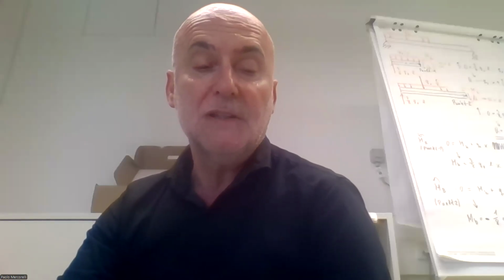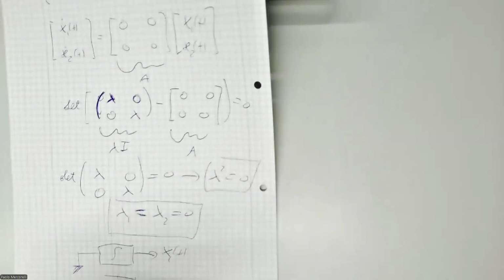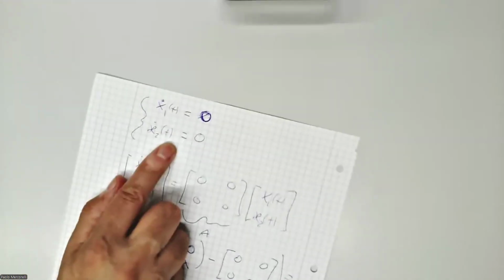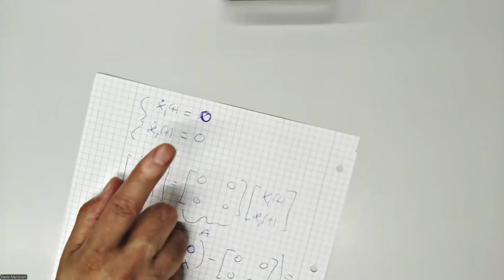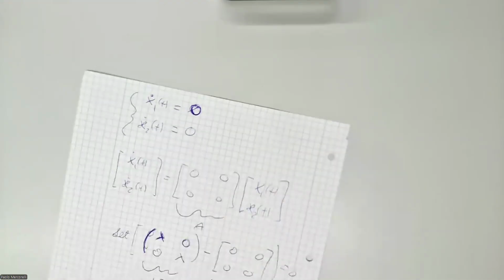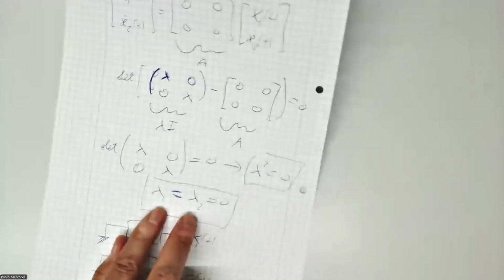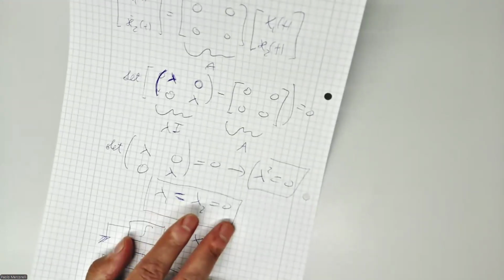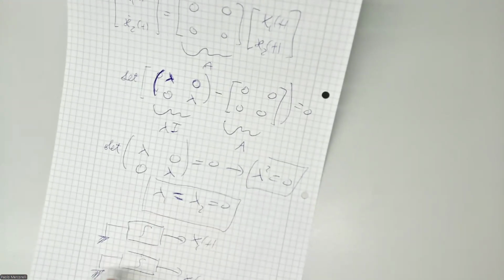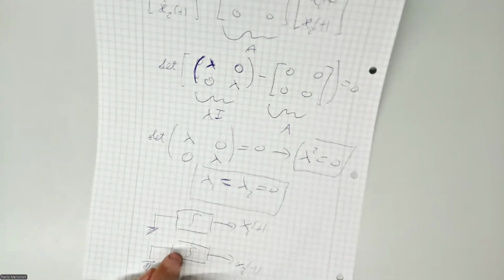Example, no? Did you see in the slide I put an example? I show you now here. This system here is internally stable, even though we have lambda 1 equal lambda 2 equals 0. But as I told you, practically we have two parallel systems.